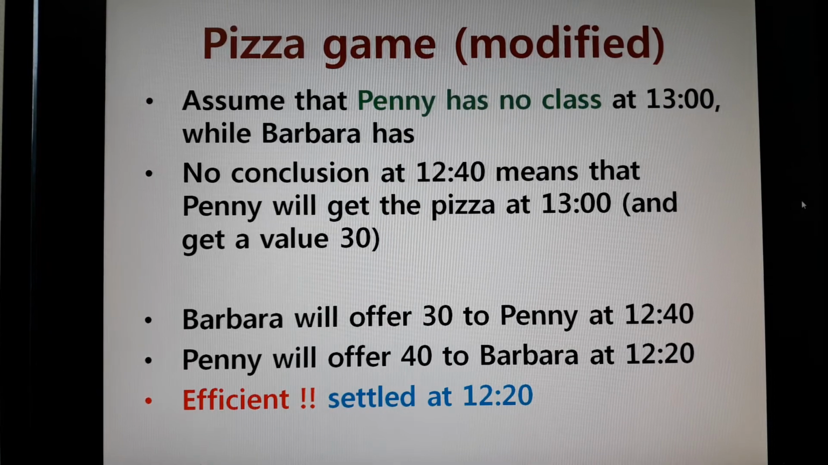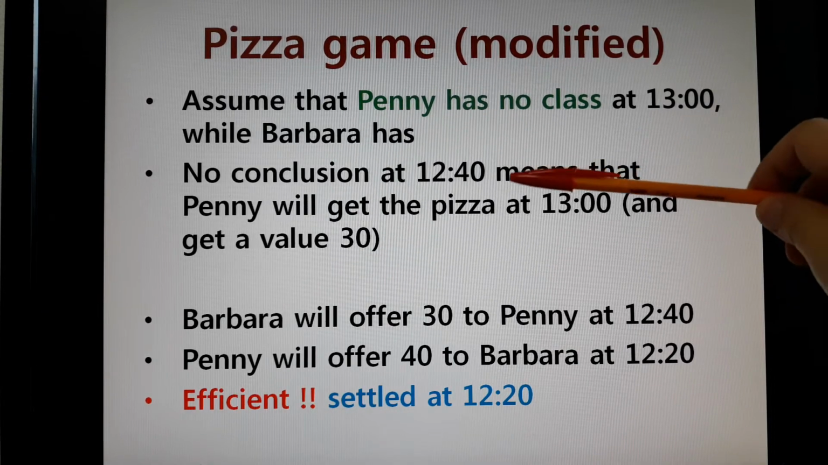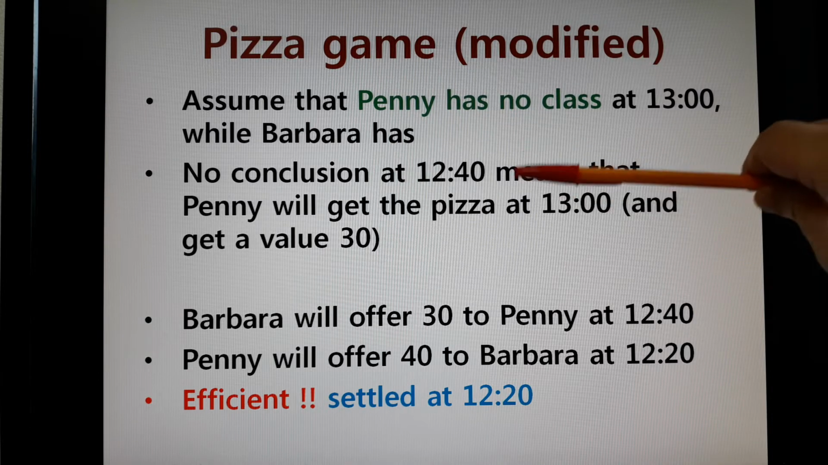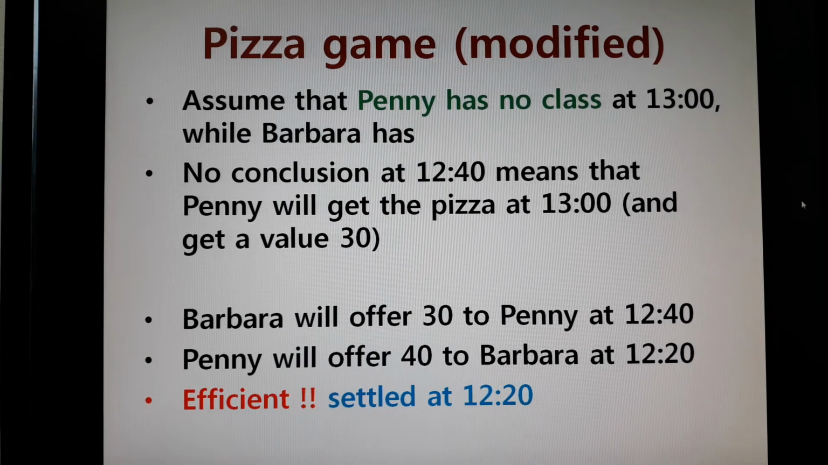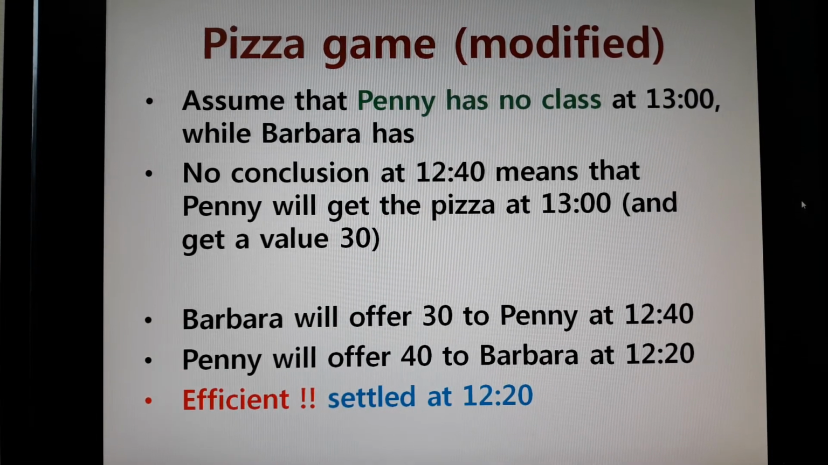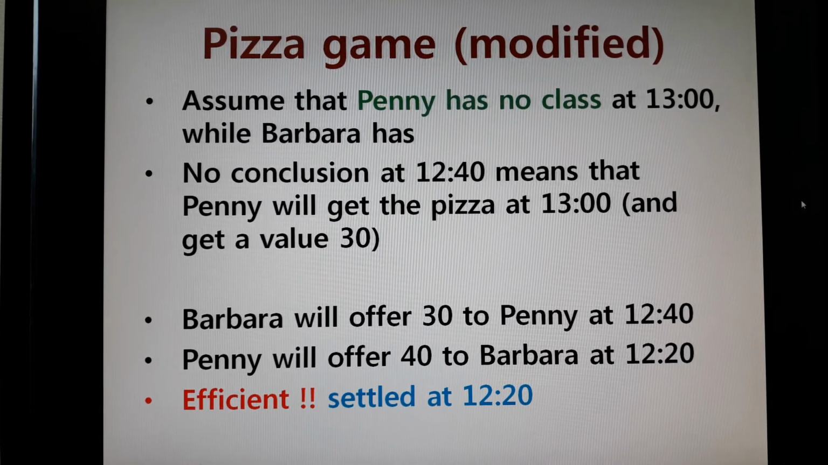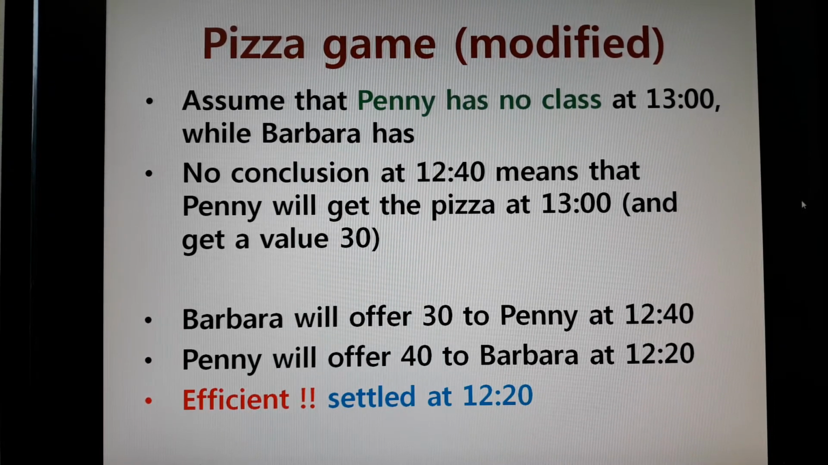which immediately means that if they do not get to any conclusion or agreement at 12:40, as in the previous game, then nobody gets anything. Both of them will get 0. Okay? And if you remember, that is why when Barbara offers Penny almost nothing, 0.001 pizza, Penny says, oh, it's better than nothing, and accepts it.